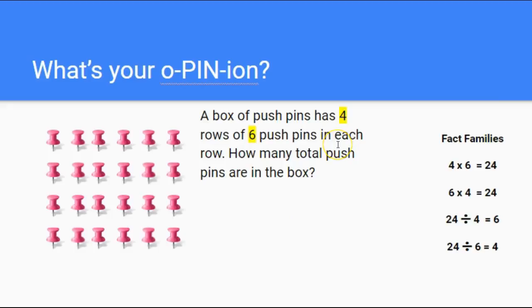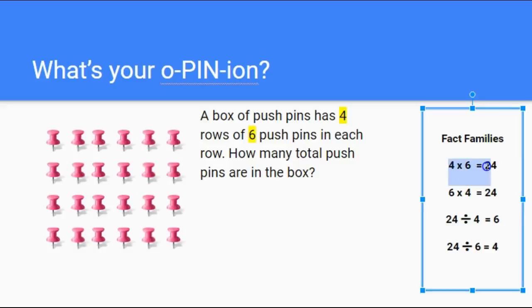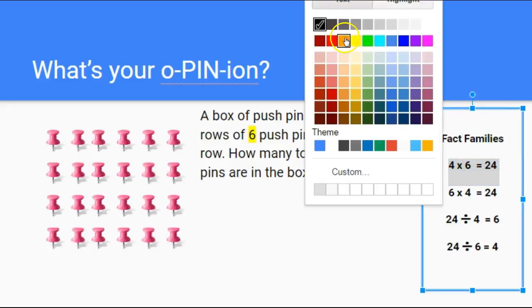And in this case, I want to now show my answer to this question. Which one of these equations clearly answers this? Well, let's see. It says, how many total push pins are in the box? So I'm looking for a total of push pins. And I know that it says 4 rows of 6. So that will be this one. So I'm going to highlight this. I'm going to use my highlighting function.